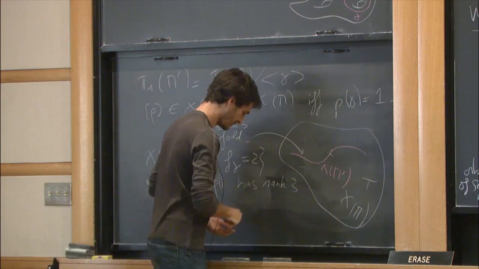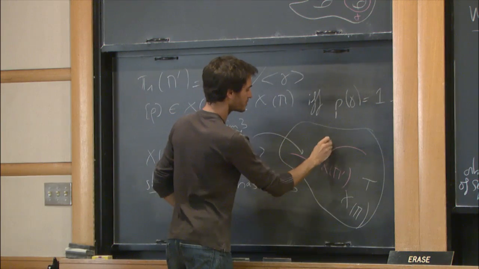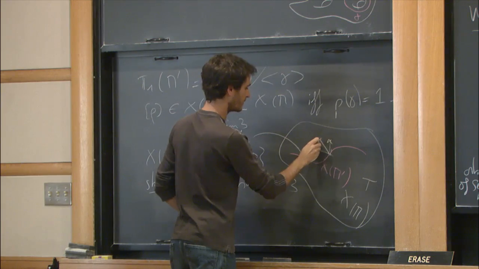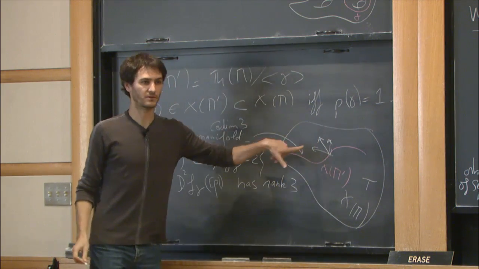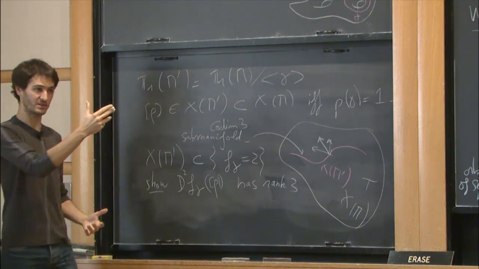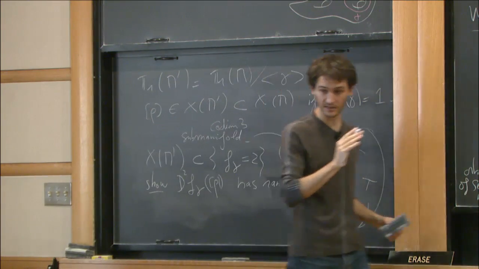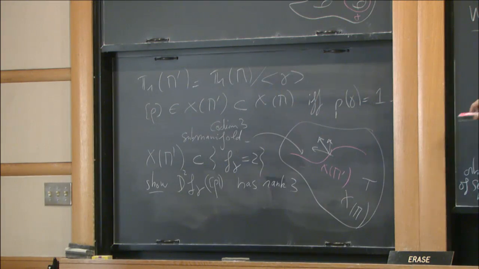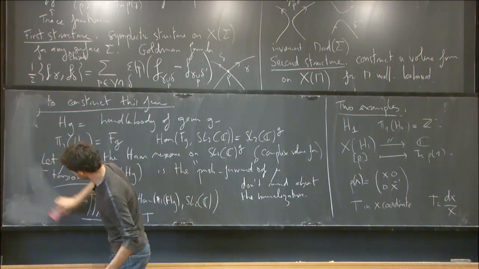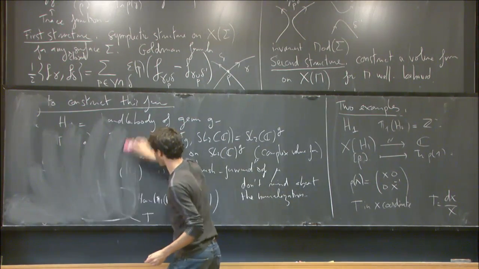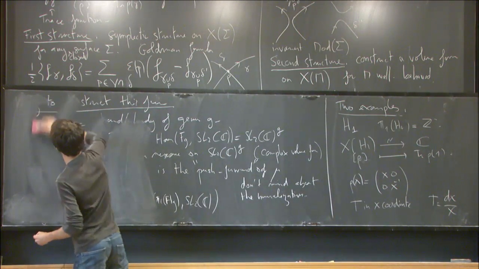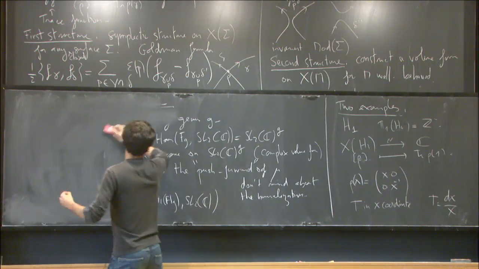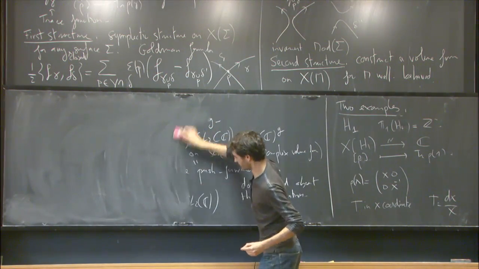So I can find 3 directions where the derivative is non-degenerate. These 3 directions are exactly the normal bundle of X of M prime inside X of M. So this is what happens in general. And the good point here is that it also gives you a way to define the torsion of M prime.